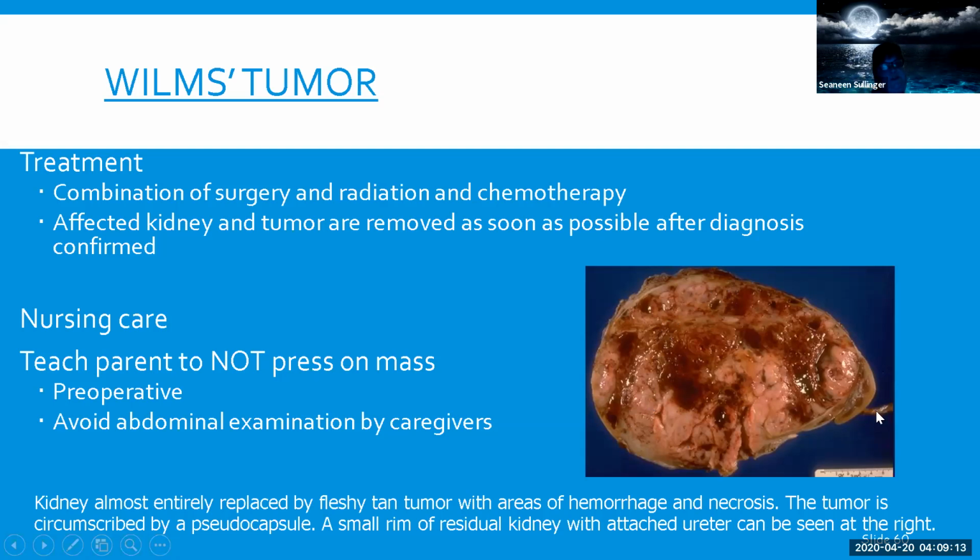So there's surgery, radiation, and chemotherapy. Usually the kidney is removed as well as the tumor. And one of the key things is to teach the parent not to press on the mass. So they may call again to see if they need to bring the child to the physician. And if there's a palpable mass, you tell them, please do not press on that. That is very important.